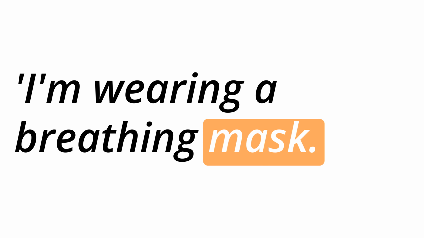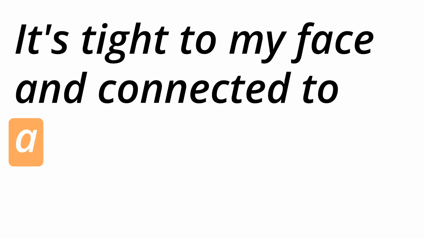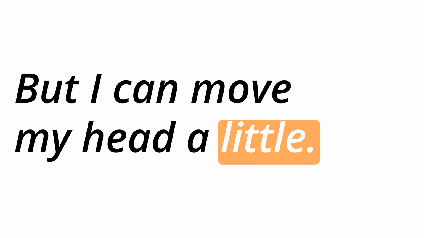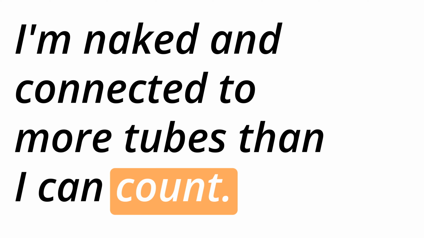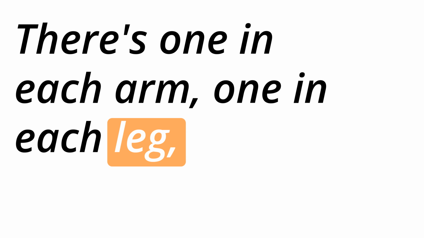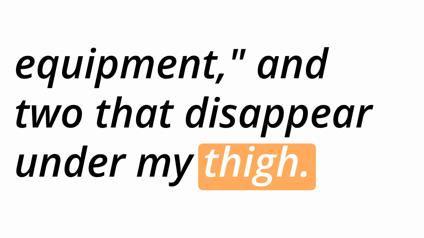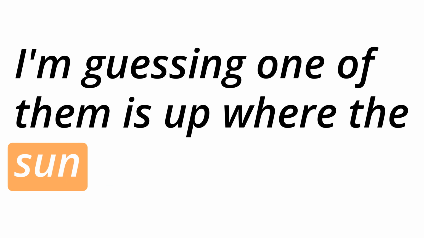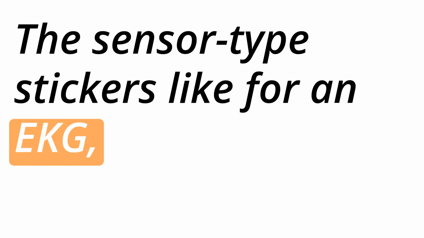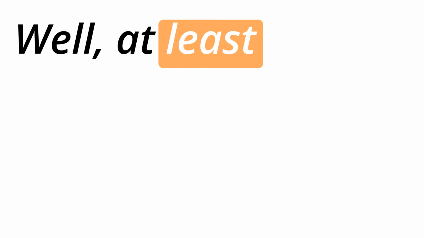I'm wearing a breathing mask. It's tight to my face and connected to a hose that goes behind my head. Can I get up? No, but I can move my head a little. I look down at my body. I'm naked and connected to more tubes than I can count. There's 1 in each arm, 1 in each leg, 1 in my gentleman's equipment, and 2 that disappear under my thigh. I'm guessing one of them is up where the sun doesn't shine. That can't be good. Also, I'm covered with electrodes. The sensor type stickers like for an EKG, but they're all over the place. Well, at least they're only on my skin instead of jammed into me.